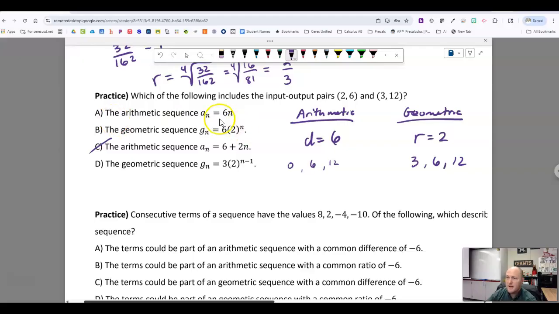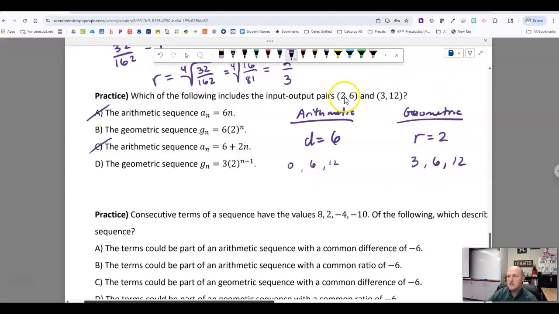So maybe A, but if I list this, my term before, the first term would be 0, and then my initial term would be -6. So this is set up to be with the initial value. So I'm missing that -6. That would be correct if it had that. So it's not arithmetic. Let's look at our geometric options.